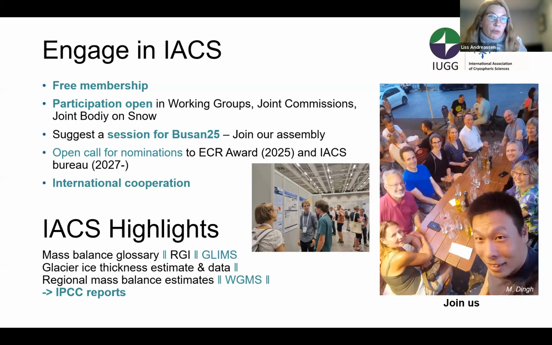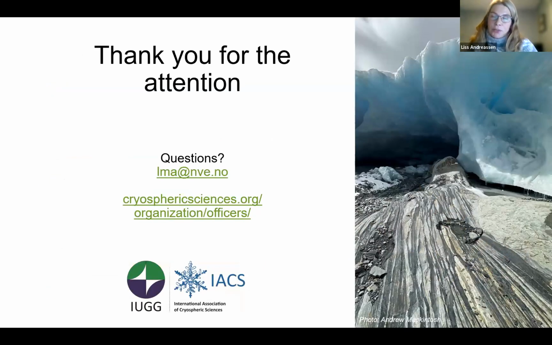And we will have an open call for nomination to the Early Career Research Award late next year, and for the IACS Bureau in 2027. IACS is very international, with international cooperation. And as I mentioned, all of this work also benefits the IPCC reports, with the regional mass balance estimation and the glacier inventory, etc. So that was what I planned to say about IACS, and thank you for the attention.